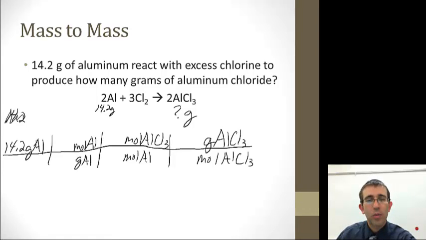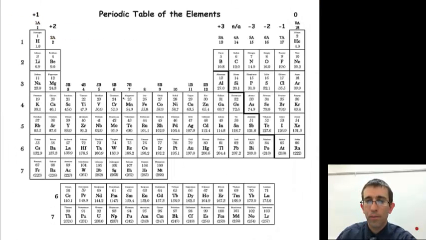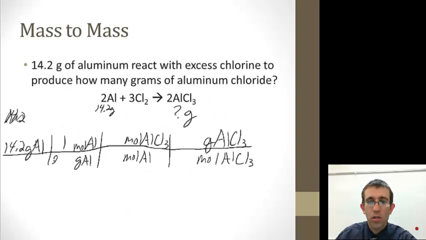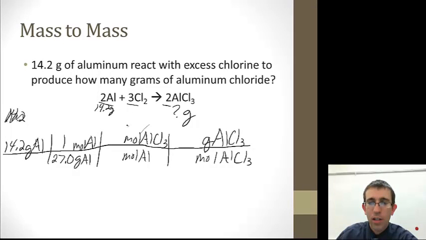Let's get our numbers. Mole and gram together. My mole is 1. Aluminum from the periodic table. Our aluminum back here is 27.0. And there's only one of it there, so we can just write it in. Mole and mole together. Numbers from the coefficients. Just match them up. AlCl3 is right here. It's got to be a 2. Aluminum's right here. It's also a 2.